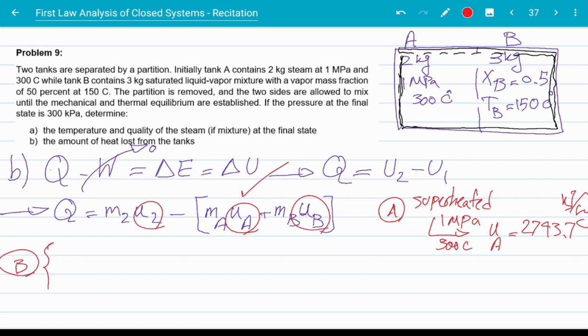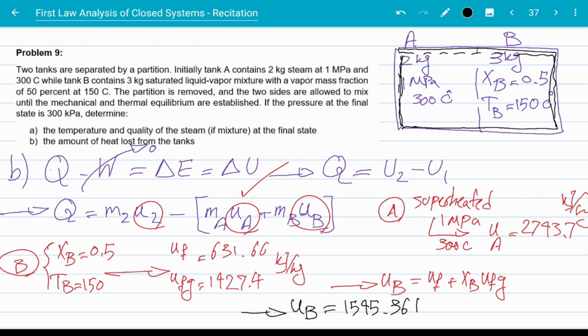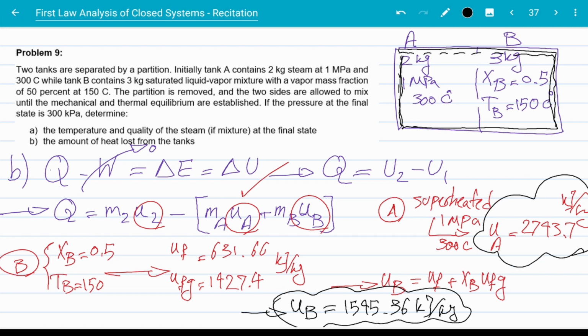So at B, we are dealing with a mixture, right? XB is 50%. T of B is 150. So I need to go check the tables and read U of F and U of FG at 150 degrees Celsius. So if you do that, you get U of F is 631.66 and U of FG is 1927.4, both in kilojoules per kilogram. U of B is equal to U of F plus XB U of FG. You get that U of B is actually 1595.36 kilojoules per kilogram. So this is U of B, this is U of A, so I have two of my unknowns.